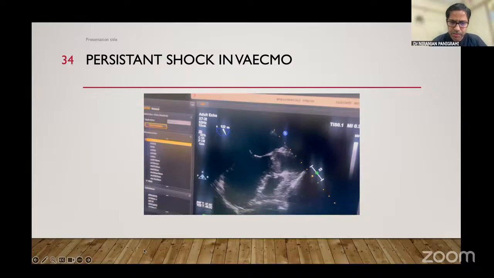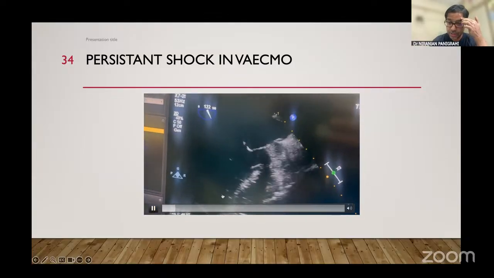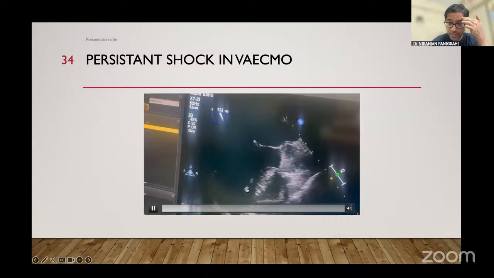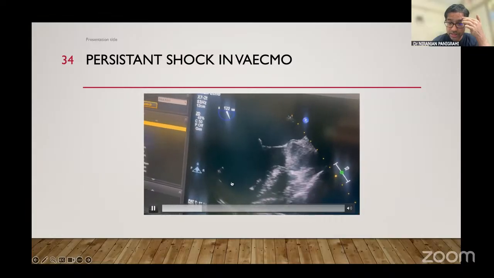So many times with VA ECMO, whenever we place a VA ECMO, two things we do. We decrease the preload and increase the afterload, which is counter to the physiology of the heart. That creates increased pressure in front of the aortic valve, which sometimes can decrease the aortic valve opening. And the LV is already weak. So you can see the echo here. I projected the LV here. You can see it is hardly contracting.